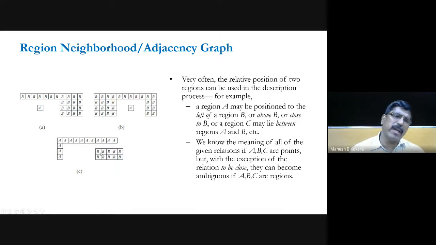In that way we can have the relation between two regions, and this relation is represented along with the edge between this region and this region. We know the meaning of all the given relations if A, B, C are points, but with the exception of the relation close, they can become ambiguous if A, B, C are regions. This will be very clear from the next graph.